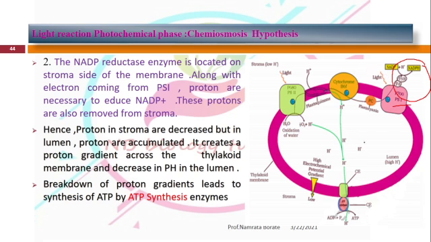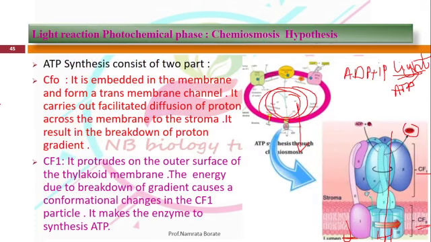The result is that the protons accumulated in the lumen create a proton gradient across the thylakoid membrane, decreasing the pH of the lumen. The proton gradient leads to the synthesis of ATP. This ATP synthesis takes place in two parts: first there is the CF0 and there is the CF1.